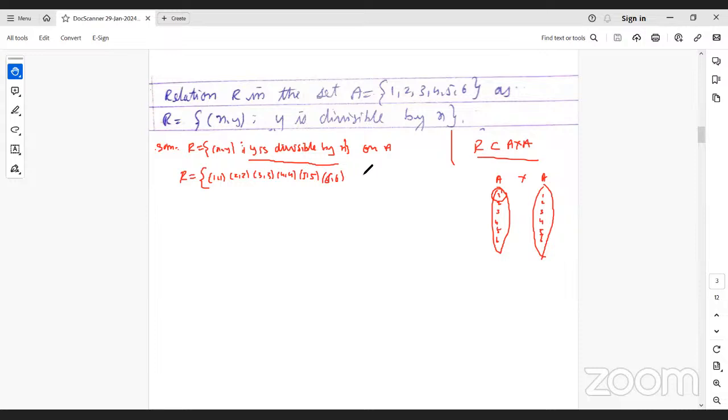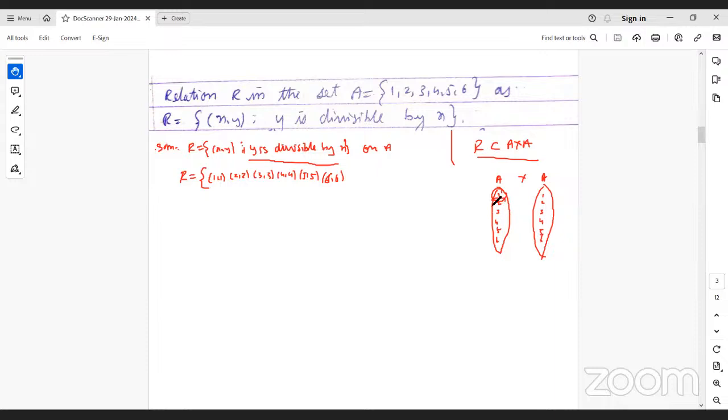Okay, next, come to the next one now. So 1 comma 1, 1 comma. Okay, see, now 1 divides 1, no problem. 2 does not divide 1. 3 does not divide 1. 4 does not divide 1. 5 does not divide 1. 6 does not divide 1.